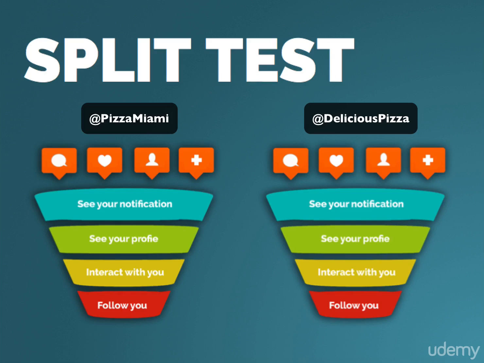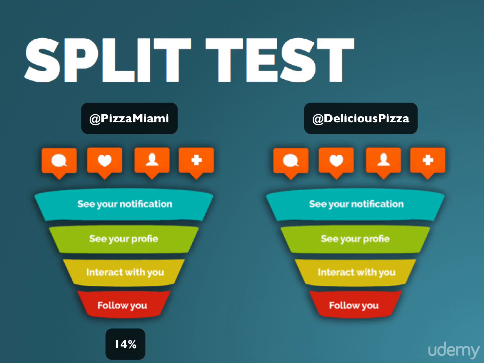And what happens is you're always going to get different results depending on who you're targeting. So for Pizza Miami, you can say 50% of people saw my notification. From that 50% of people, 25% clicked my profile. From that, 15% interacted with me and 14% followed me. So that's a return of 14% follows, because that's the most important factor we're solving for here, for 100% of the effort going into @PizzaMiami.